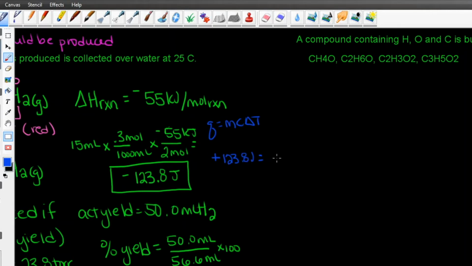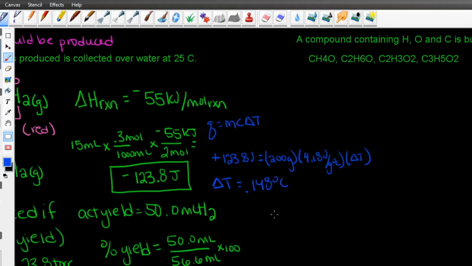So if the water's absorbing this much heat, and we've got 200 grams of water, and the specific heat of water is 4.18 joules per gram degrees Celsius, what's my delta T going to be? You guys know so much chemistry. So much. 123.8 divided by, are you guys doing these along with me? I hope so. If you're just watching it, you're probably falling asleep.